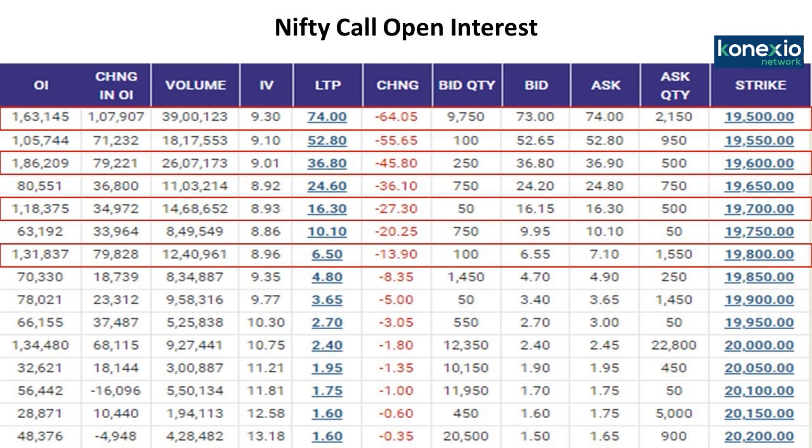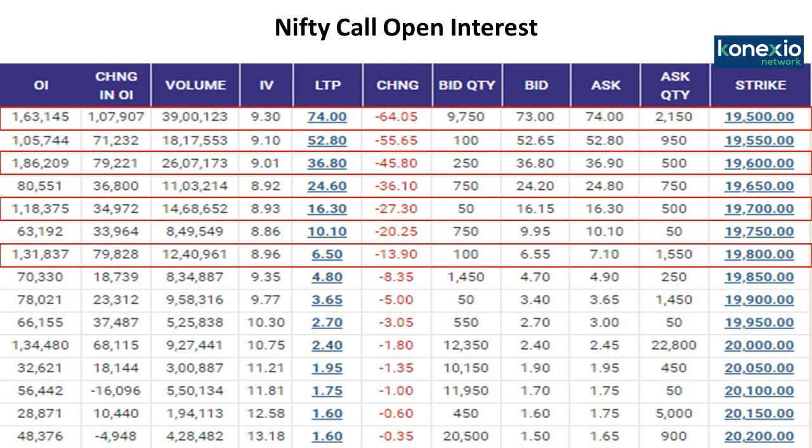The implied volatility is between 8.96 and 9.30. The open interest is rising, the volumes are rising. So the smart money is already into writing the out of the money calls, which might restrict Nifty to scale higher. Now, as of now, at current levels, looking at the particular volumes, we feel or the data suggests that 19,500 could act as a major resistance.